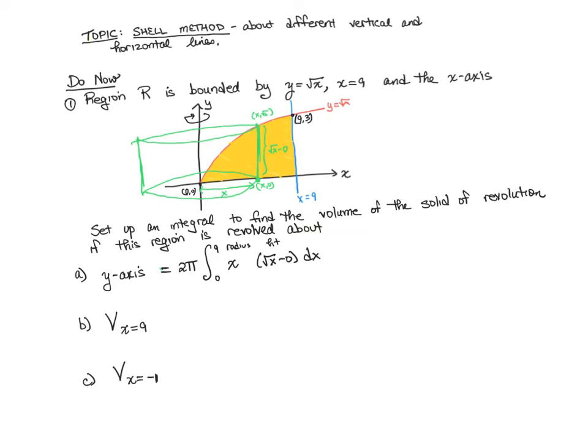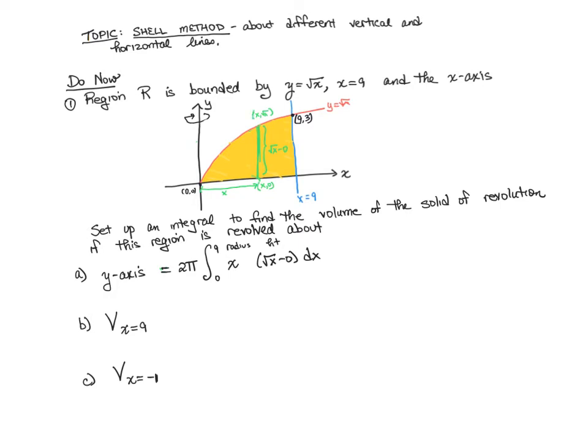All right, now what happens if we go about a different vertical line parallel to the y-axis? Let's say x equals 9. So I'm going to erase this. I don't need this. And x is still the same here. The distance from the y-axis to any rectangle is x.